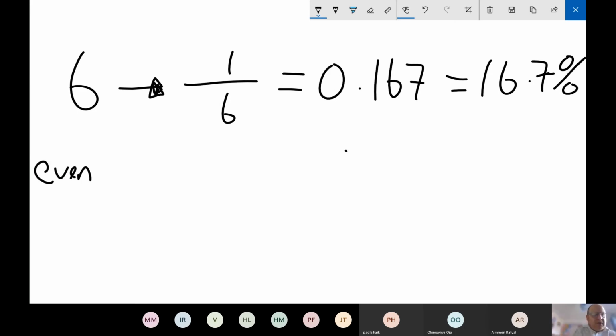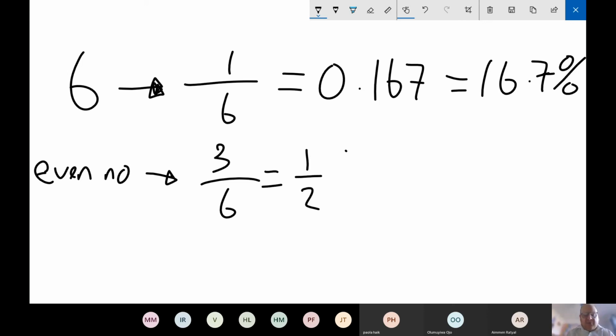Next one we'll look at is what's the probability of getting an even number? Well, we're still out of 6 because there's still 6 numbers on the dice. But with the dice, we could either get 2, 4, or 6. So there's 3 ways of getting an even number. So our total possible ways are 3. So our fraction is 3 over 6. If you remember from fractions and simplifying, that's the same as a half.